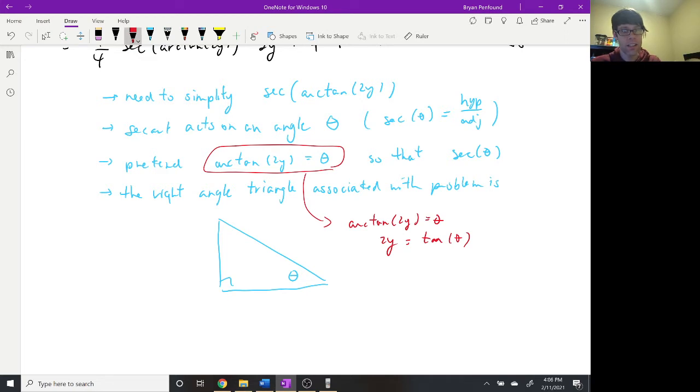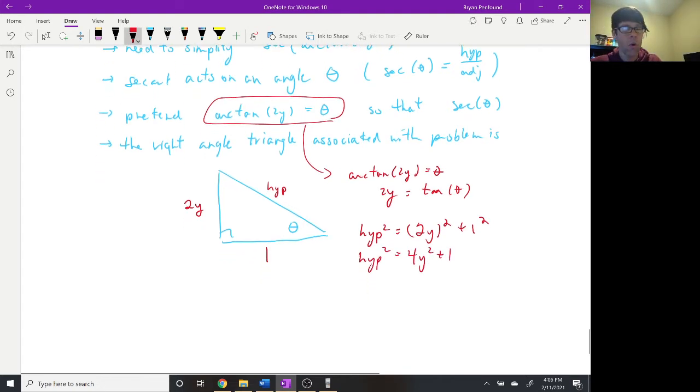We know that tangent is opposite over adjacent. So tan of this angle has to be 2y. That's how I know the two side lengths of this particular right-angled triangle. To get the last side length, we need to apply the Pythagorean theorem. So we're going to add up the squares of these values. Let's call this the hypotenuse, and hypotenuse squared should be 2y squared plus 1 squared. So hypotenuse squared is 4y squared plus 1.